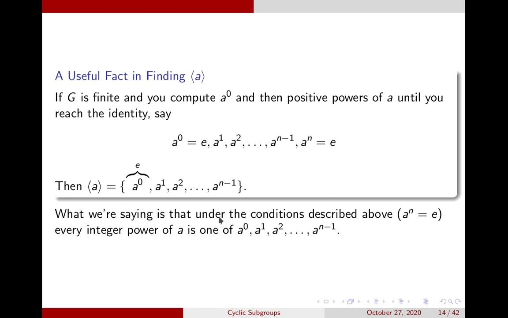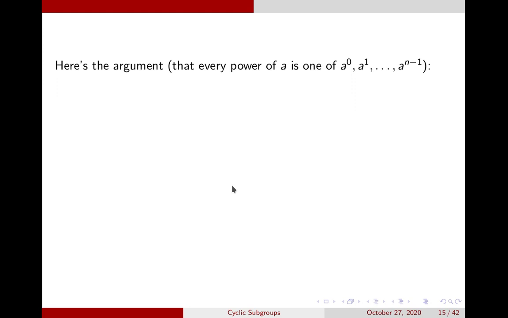So what we're really saying here is that under the conditions described up here, that is where a to the n is the identity, every element of the cyclic subgroup generated by a is one of the elements a to the 0, a to the first, a squared, and so on through a to the n minus 1. This is what we are claiming in this line right here. Every integer power of a will be one of these. And here's the argument.